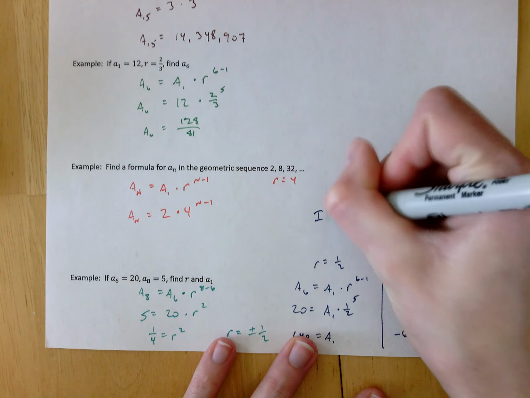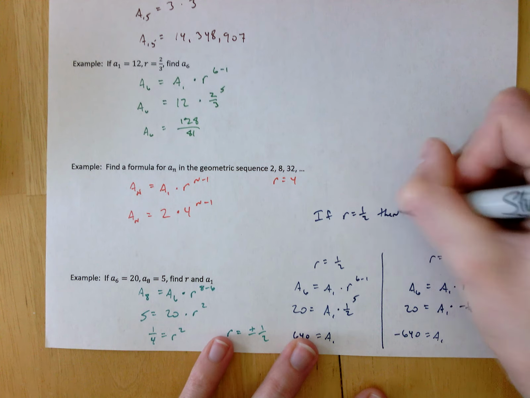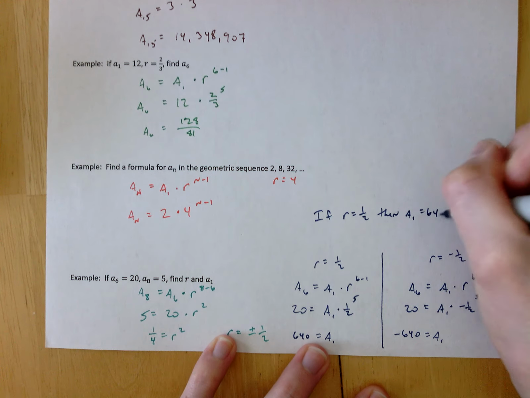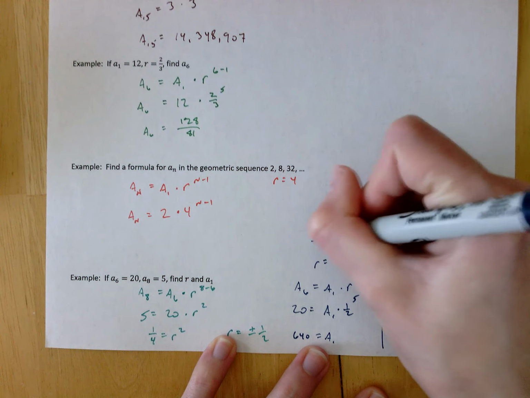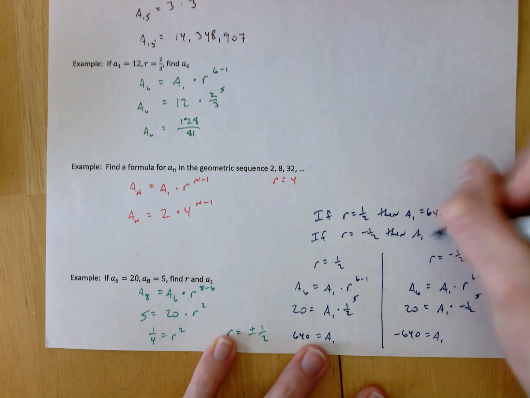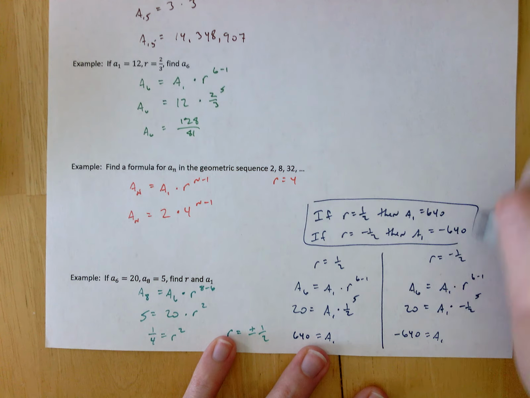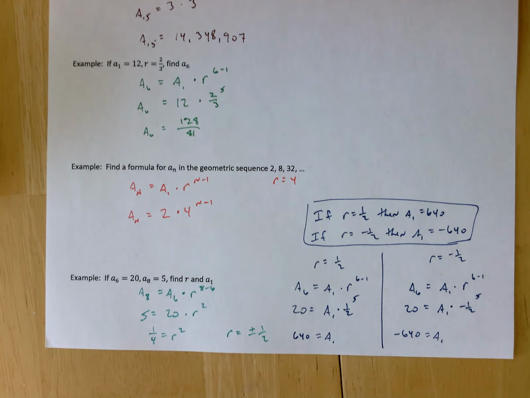So we're going to have to say if r equals 1/2, then a sub 1 is 640. But if r equals negative 1/2, then a sub 1 is negative 640. And there we go. Okay, so that's just an exception that happens sometimes when you're looking at these guys that you just need to make sure that you are careful of and keep an eye out for.